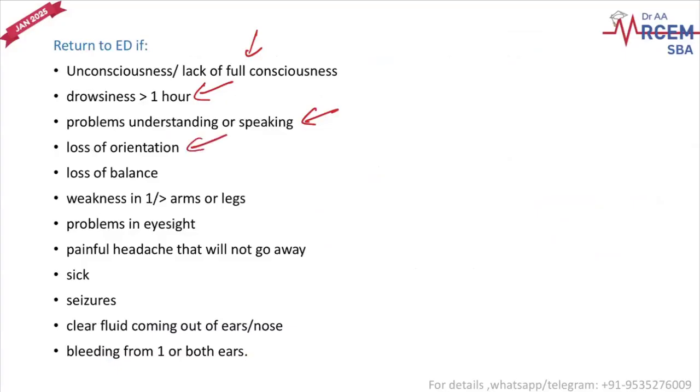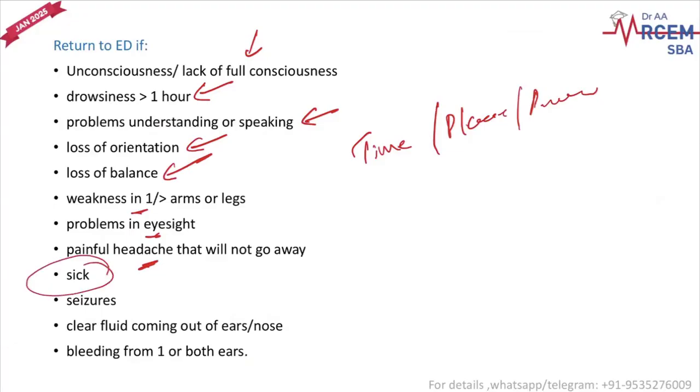There is any loss of orientation, to time, place, person. If there is loss of time, place, person orientation, then also he needs to come to the emergency department. Unable to walk, loss of balance, cerebellar signs, you need to think about, needs to come back to the emergency department. Weakness in any arms or legs, anything wrong with his eyesight, a pain which is out of proportion to the injury, which is not coming down with the painkillers you have prescribed.